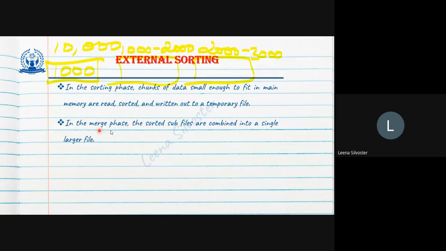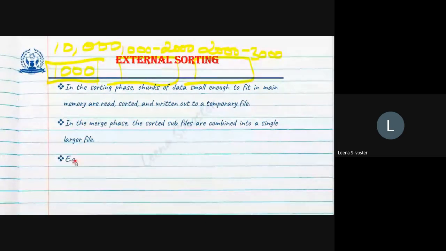So finally, we are in the merging phase. We will merge this 1,000 and this 1,000 and this 1,000. All thousands are merged into a single file. So how many elements will be in this file? 10,000. Yes, 10,000.